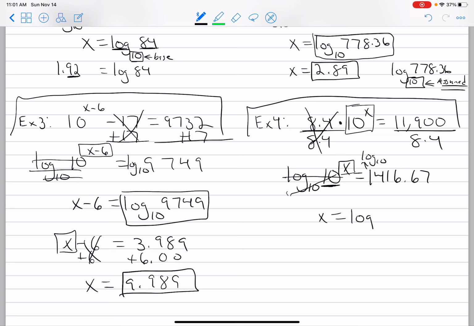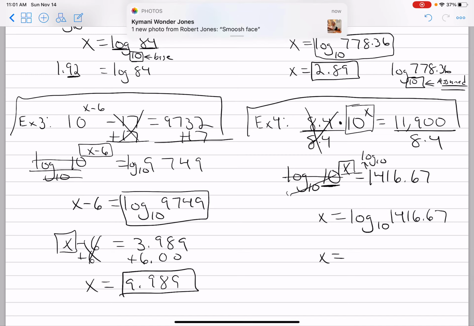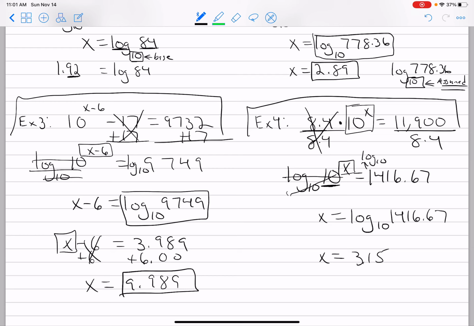And I got to figure out what is the log base 10 of 1,416.67. Now it's just calculator work. Log base 10 of 1,416.67, and I get 3.1512 something. But we'll just call it about 3.15. Boom. Right? Which means if I took 10 to the 3.15 power, I should get 1416.67 or something pretty close to that.